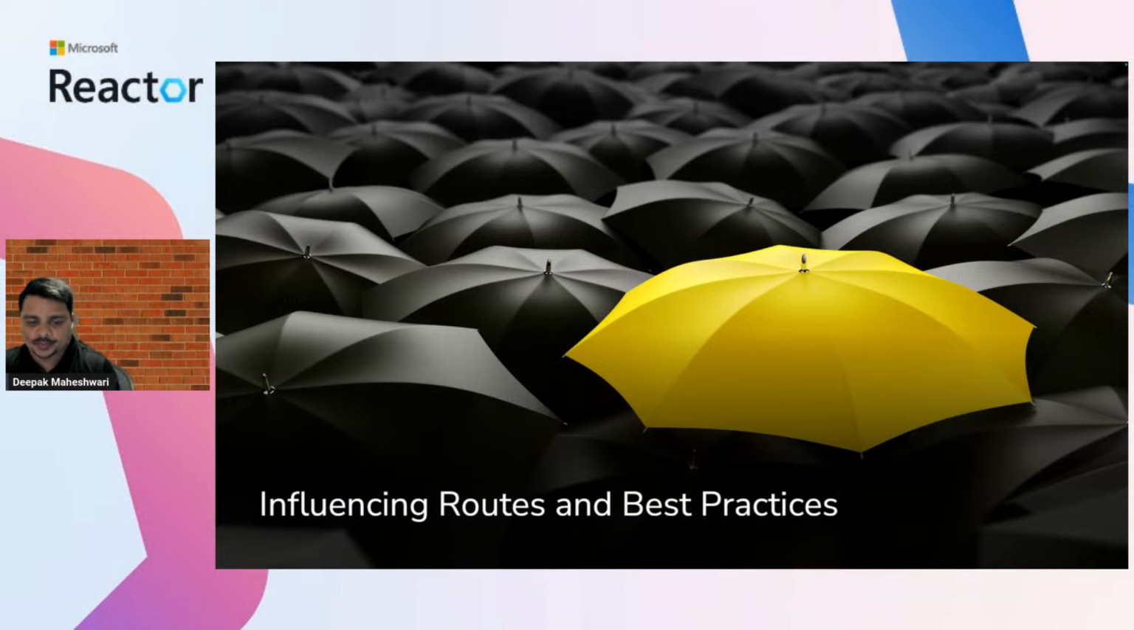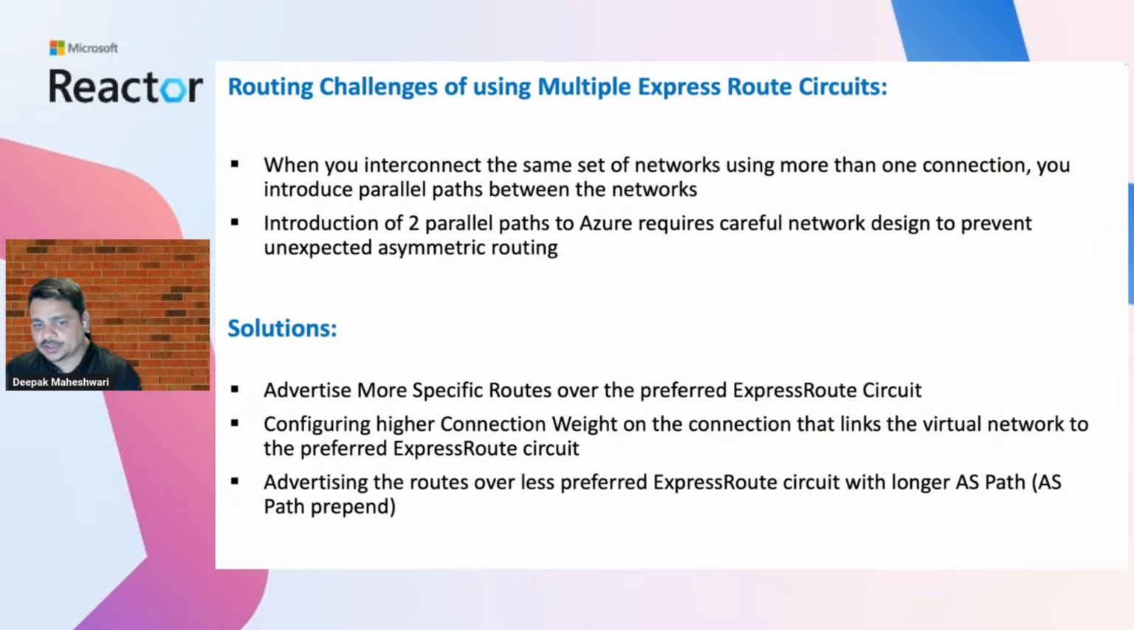Now we talked about the patterns. Now let's talk about how we influence routes and some of the best practices for the route. Because if you've got one ExpressRoute, then it's not a problem. You can have two connections. You can pretty much keep them active. They are going from the same facility, sometimes from the same router. So it's not much of an issue.